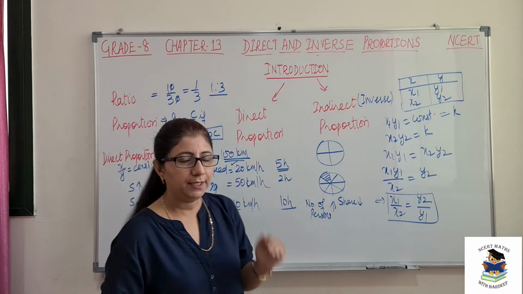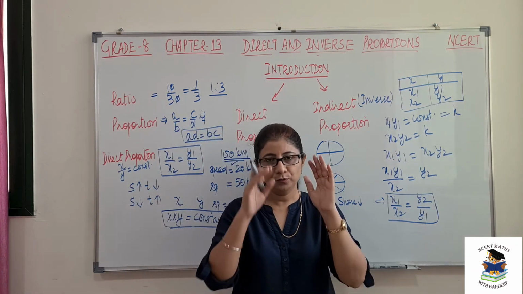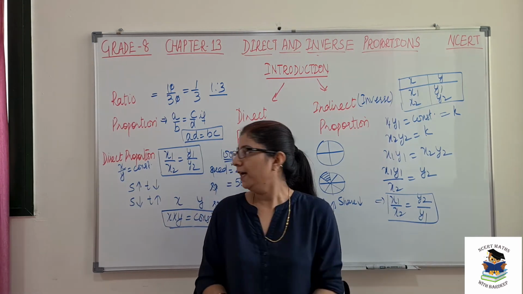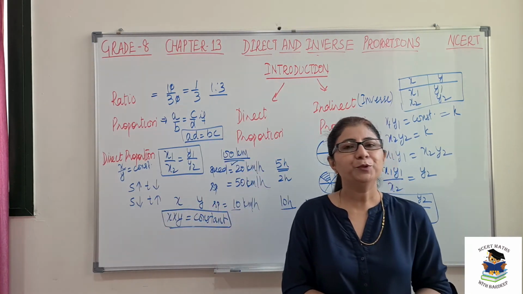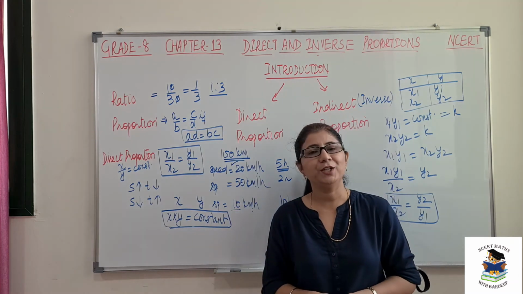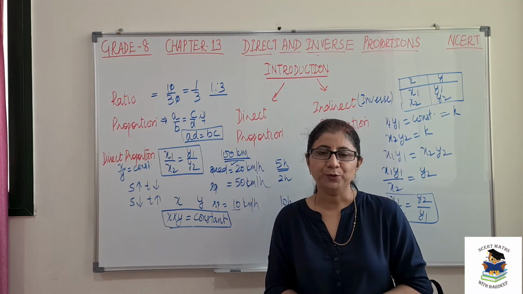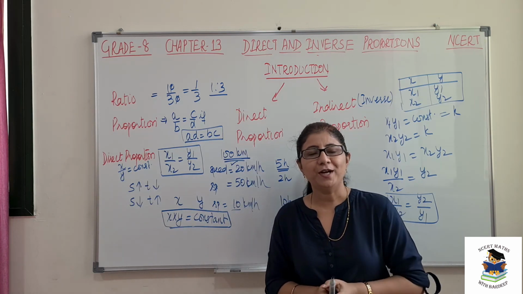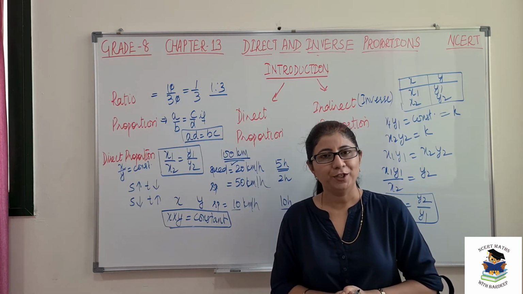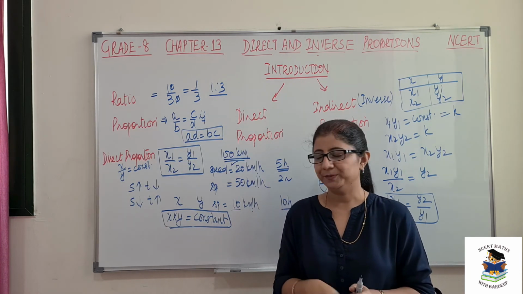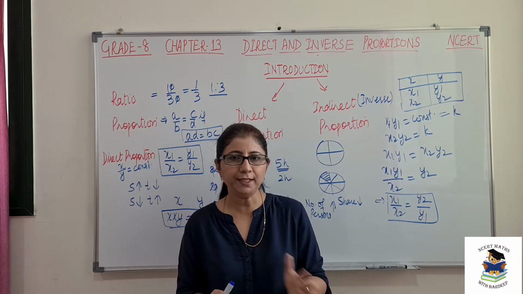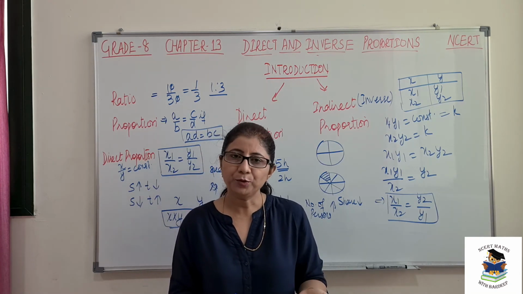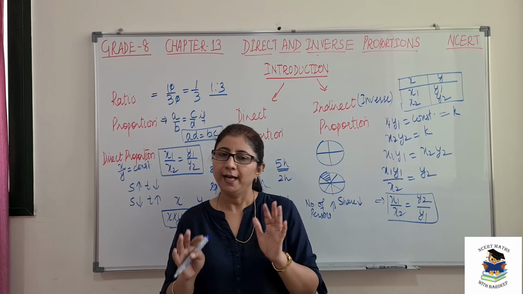So if the data is in inverse proportion, we will use x1 over x2 is equal to y2 over y1, and if the data is in direct proportion, then x1 by x2 is equal to y1 over y2. So this is how to use the formula to find the missing values in the given questions that we are going to solve in this chapter. This chapter is going to be very easy if you are able to understand whether this question is of direct proportion or inverse proportion. And how to do that?